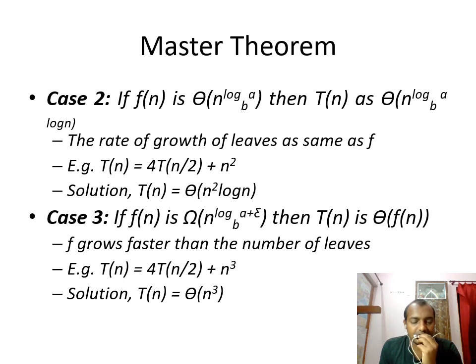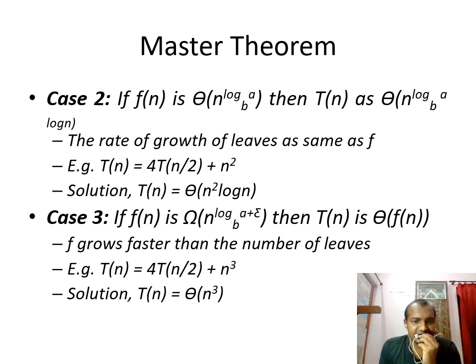So we find a is equal to 4, b is equal to 2, and f of n is equal to n square. By comparing with case number 2, we get the solution as T of n is equal to theta of n square log n.